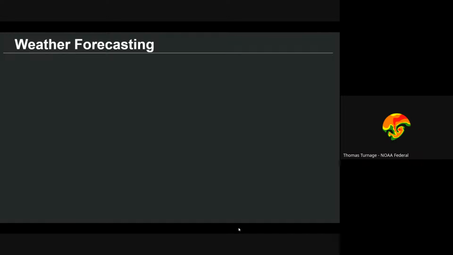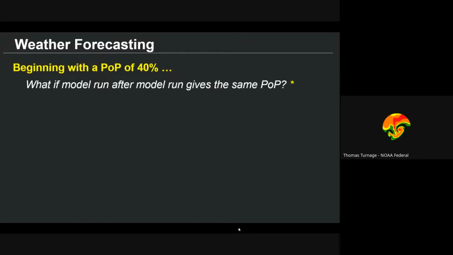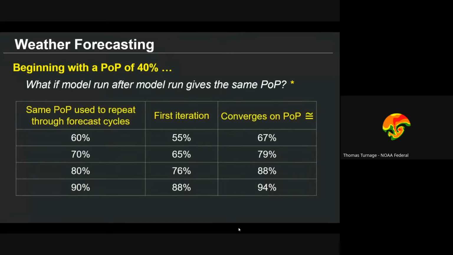Now, what I did before in the YouTube video is I said, okay, I'm going to run with this idea of starting with a 40% POP. And let's suppose that you're getting model run after model run that's just giving you a POP that's always the same. What's the outcome going to be? Well, if you run the numbers, this is what you get. So let me explain what this chart is.